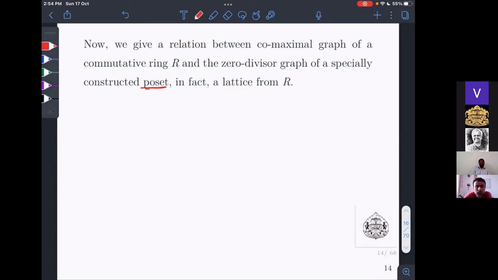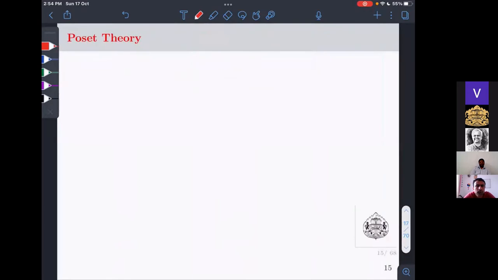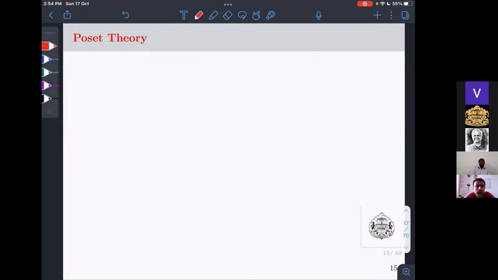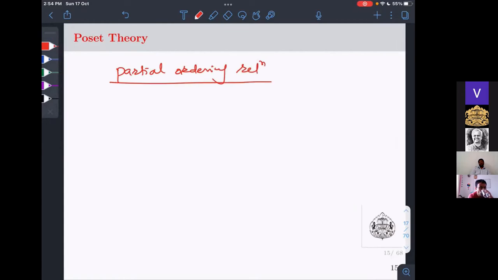So the main target now is to construct a partially ordered set from a ring R. Before going to the actual construction, let me tell you what we mean by a partial ordering relation, let us say on P.